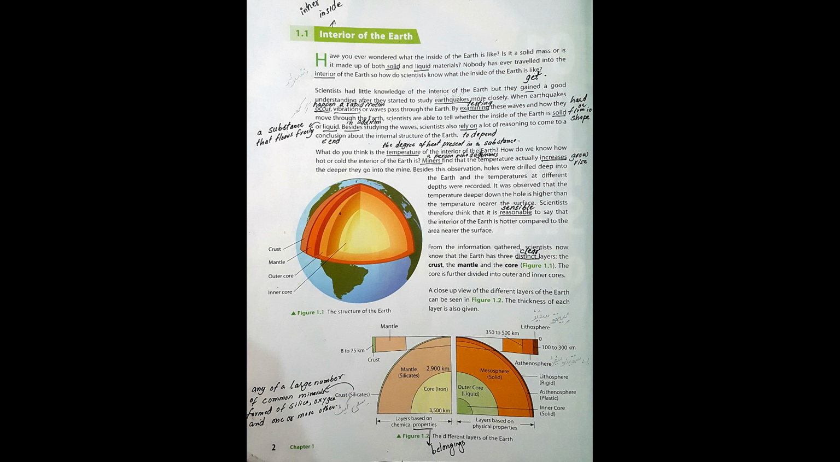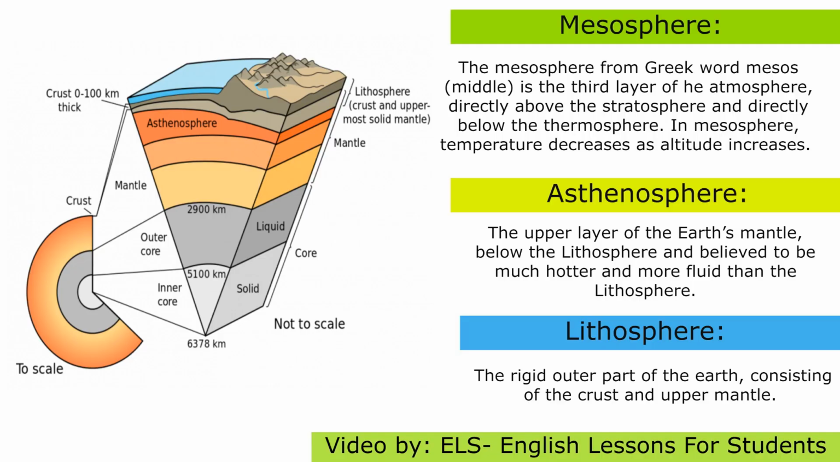And in the other part you can see the mesosphere. The mesosphere, from the Greek word mesos, middle, is the third layer of the atmosphere, directly above the stratosphere and directly below the thermosphere, as you can see from the picture. In the mesosphere, temperature decreases as altitude increases. Clear, students?